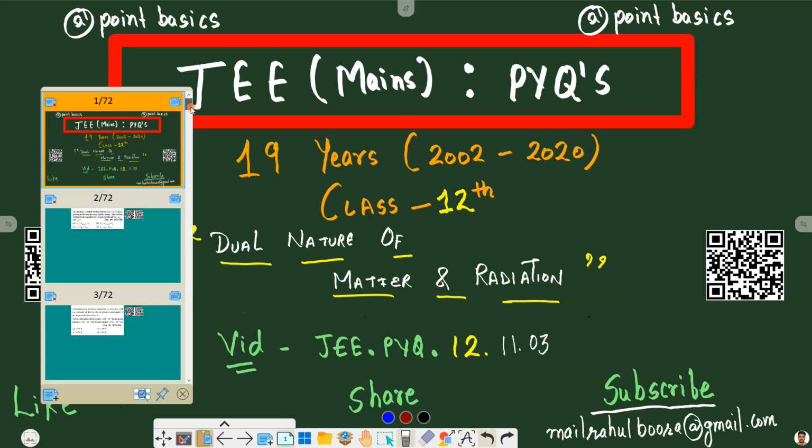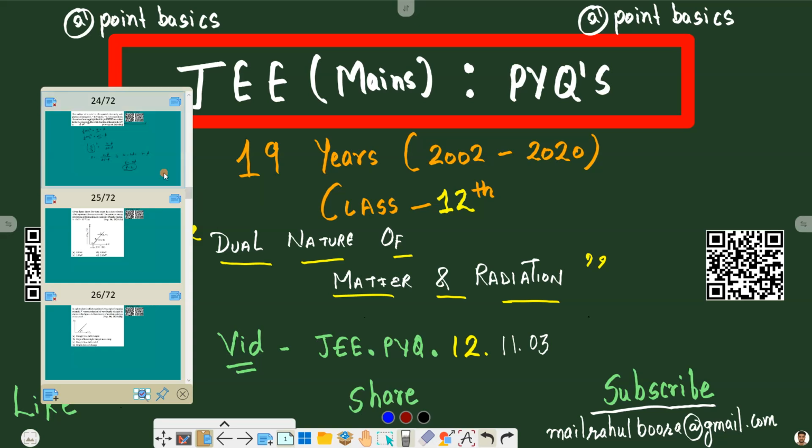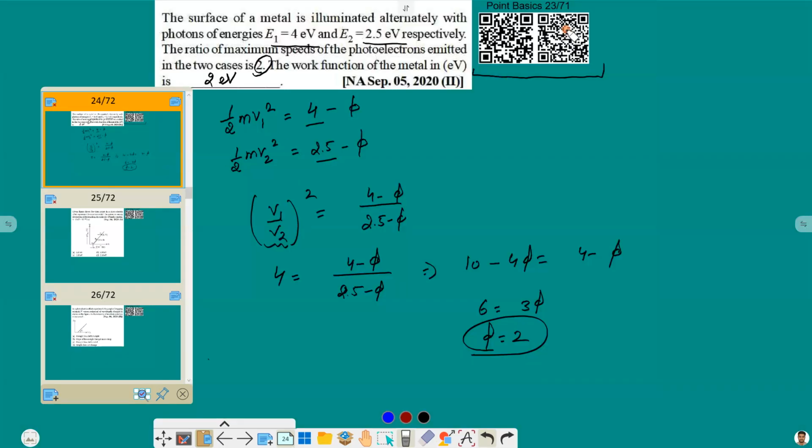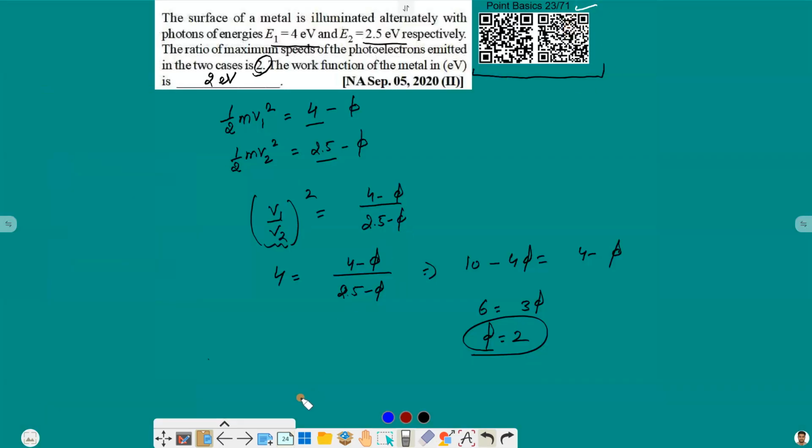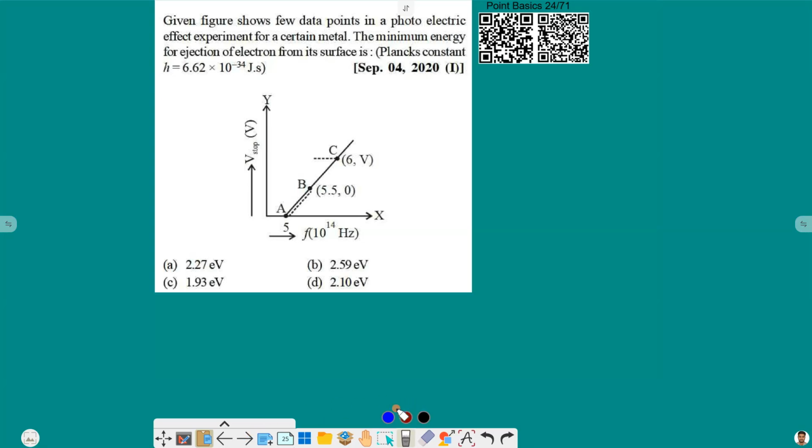In the previous one, we covered up to around 21, I think 20, yeah, 23. Question number 23 we have covered up to. And today we will start with 24.